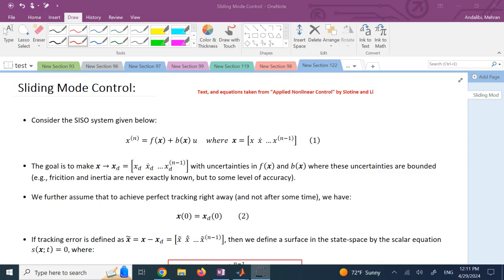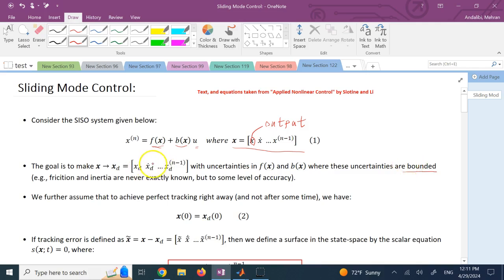the nth derivative of the output is equal to some nonlinear function of x plus another nonlinear function times u, okay? f and b are known functions, but they have uncertainties in them. And the vector x here is the output plus what? Plus all of the derivatives of the output. Good? Now, as I said, f and b are known functions, but they have uncertainties, and these uncertainties are bounded.